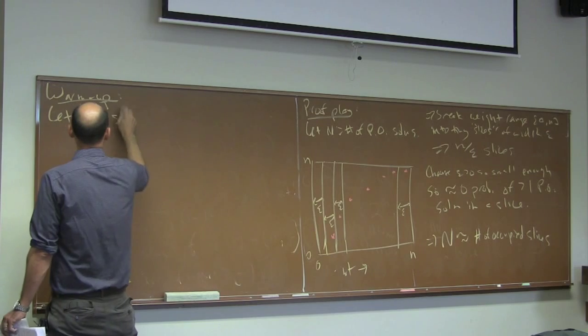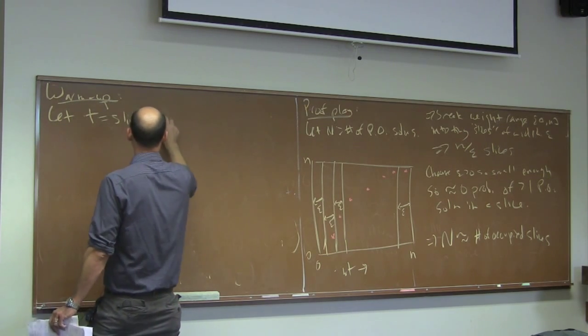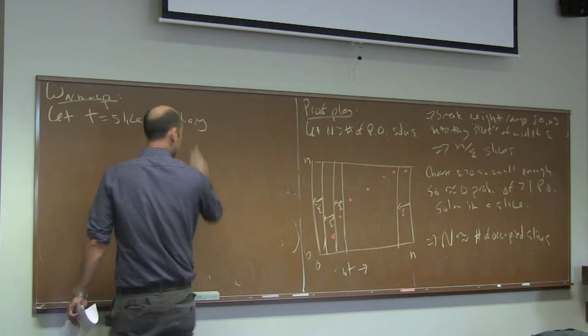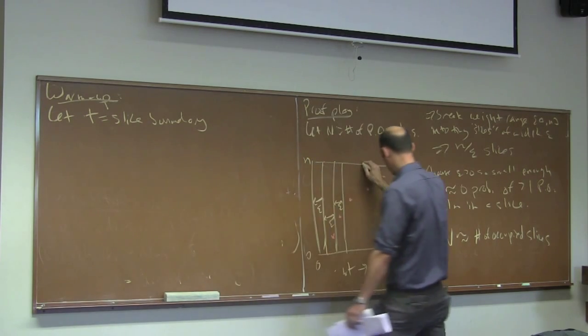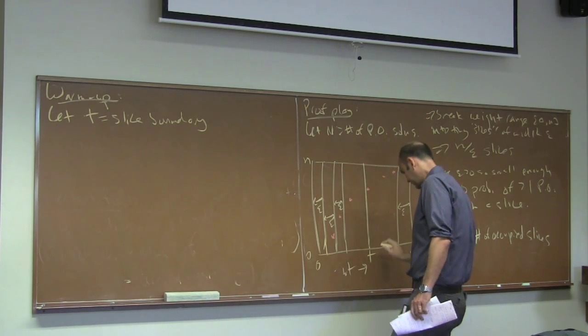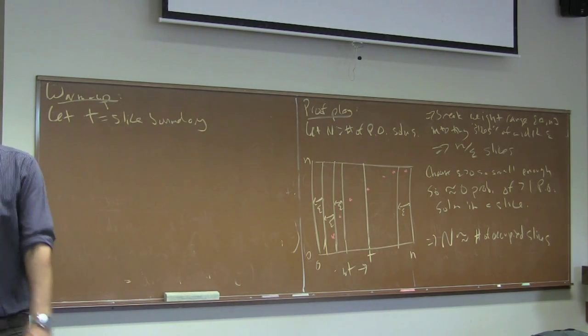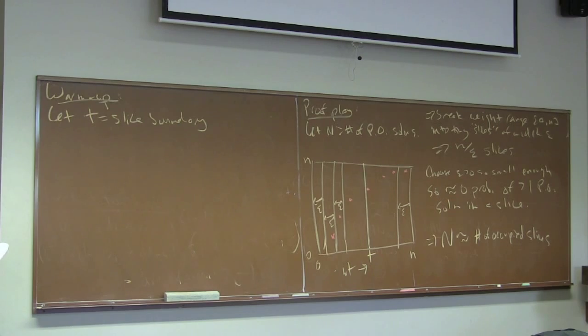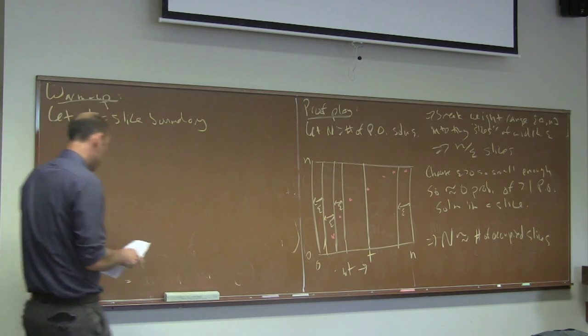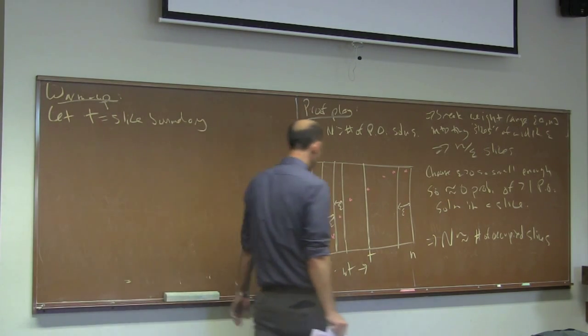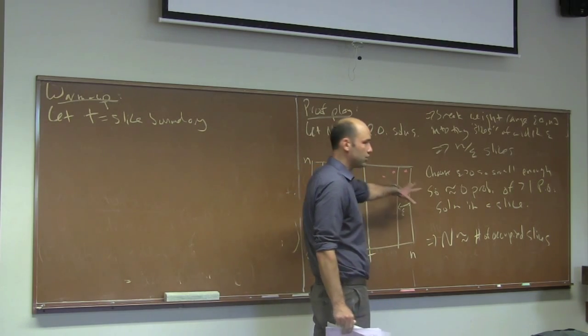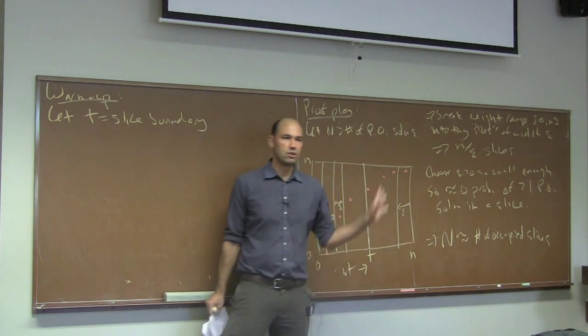So think about a slice boundary. I'm going to call it T. Maybe it's right here. T is just some number, some multiple of epsilon between 0 and n. Now, intuitively, what we're going to do is look eastward from T. We're going to look to the right.